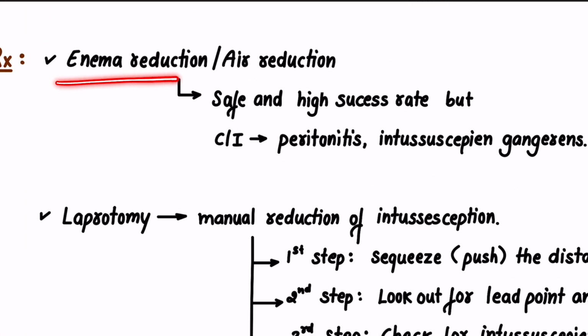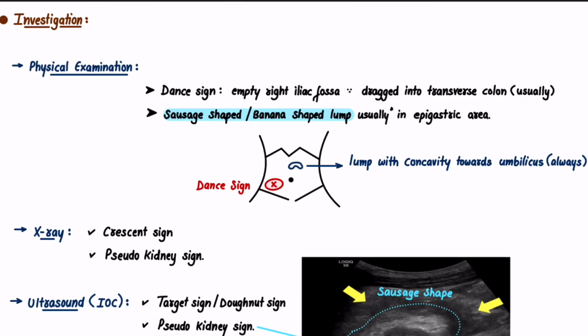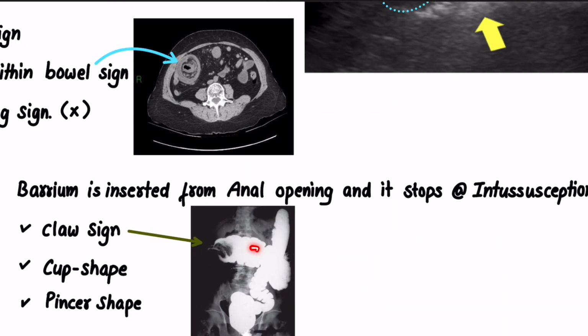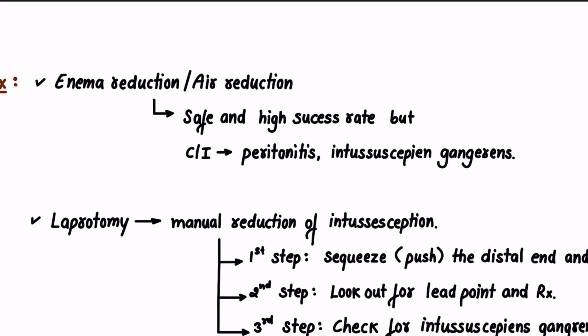In treatment, enema reduction or air reduction is the preferred treatment for intussusception, where the enema or the barium which is introduced from the anal opening, if it is introduced with a sufficient amount of pressure, this pressure will push the invaginated part again into its original position. For example, if this barium is flowing with enough pressure, it will push the invaginated part outward, leading to normalization of the intestine. Instead of barium, we can use air, but it will only be therapeutic, and air can't be used for diagnostic purposes.